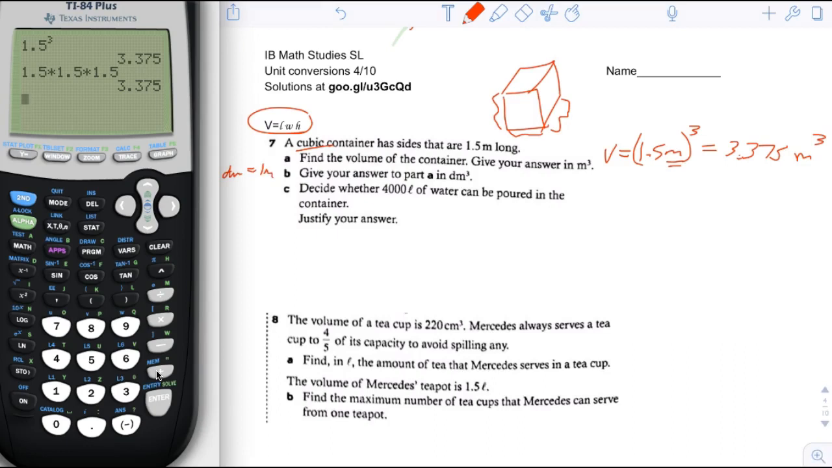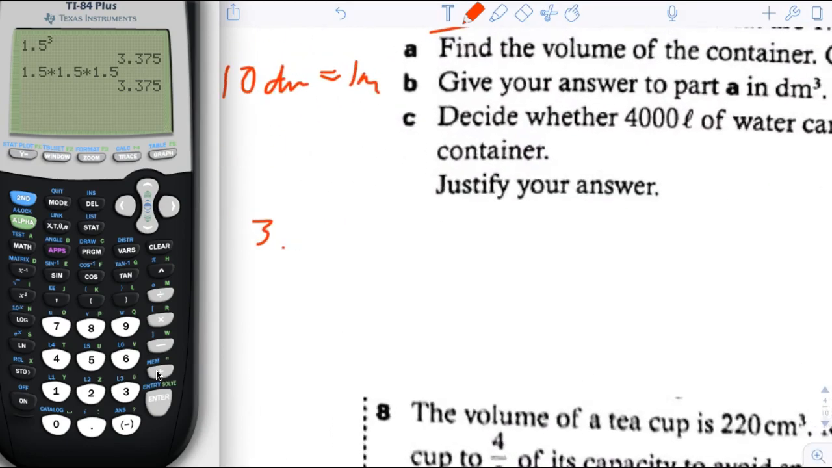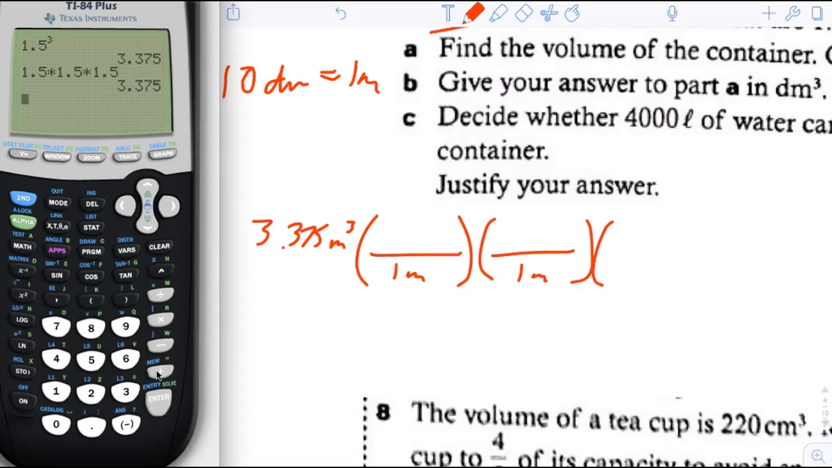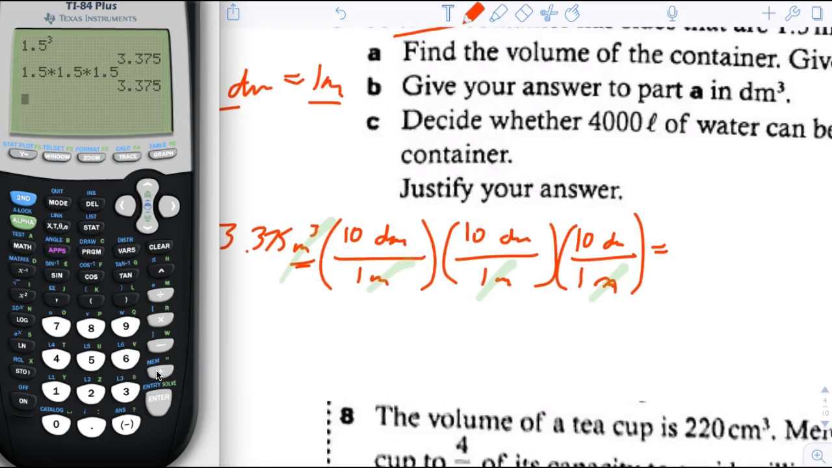So let's take 3.375 meters cubed, and we're going to change it to decimeters by multiplying times 3 dominoes that have 1 meter in the bottom of each, because we want to cancel 3 meters multiplied together. And of course, our domino is going to have 1 meter on one side, and the other side is going to be 10 decimeters, 10 decimeters, and 10 decimeters. The reason we put the meters on the bottom instead of the top is so that we could cancel the meters, so we could get rid of them. And then the decimeters go on top because we want those units left over.